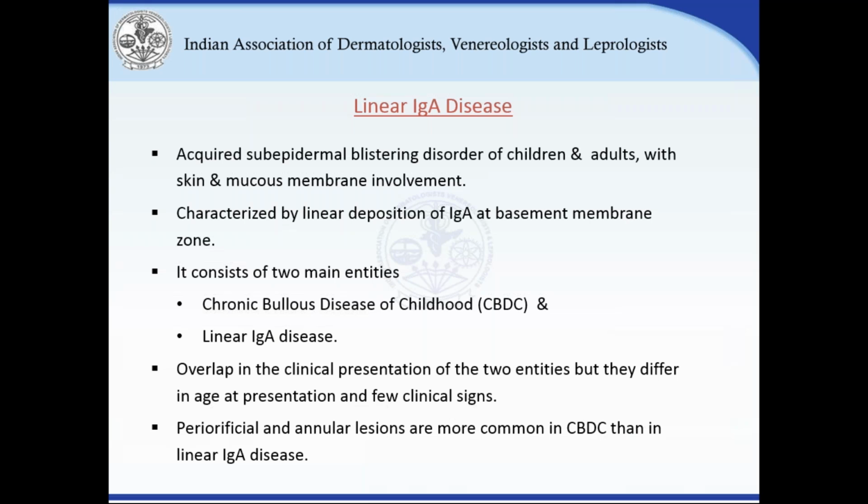Linear IgA disease is also known as chronic bullous disease of childhood, CBDC, and in adults it is called linear IgA disease. It is characterized by linear deposition of IgA at the basement membrane zone, and the autoantibodies are against BPAG2. The clinical presentation of the two entities is the same, but they differ in age at presentation. Peri-orificial and annular lesions are more common in CBDC than in linear IgA disease.